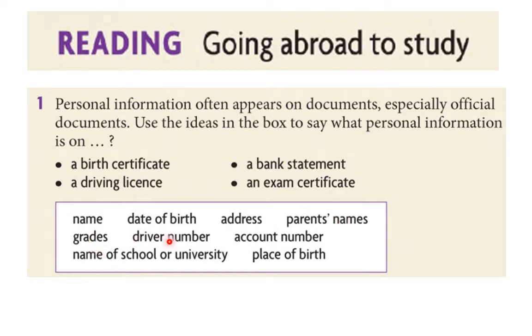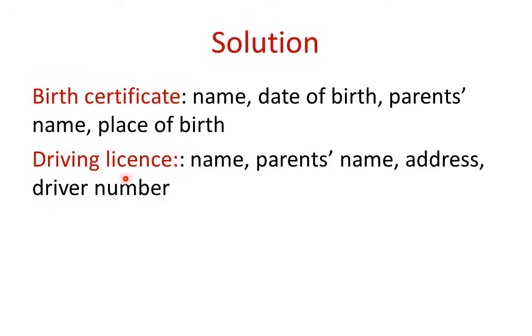Grades, no. Driver number, yes, it should contain driver number. Account number, name of school or university, place of birth. These last three pieces of information are not important to be contained in the driver license. Then the driving license should contain the person's name, the parent's name, address, and driver number.